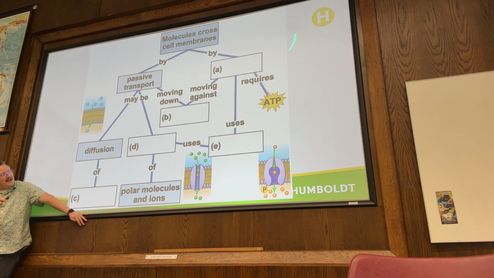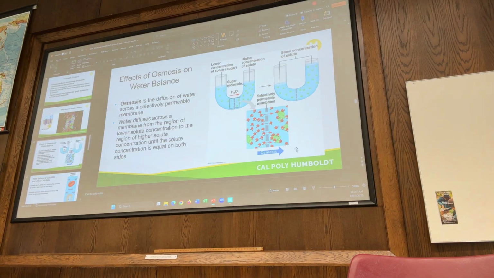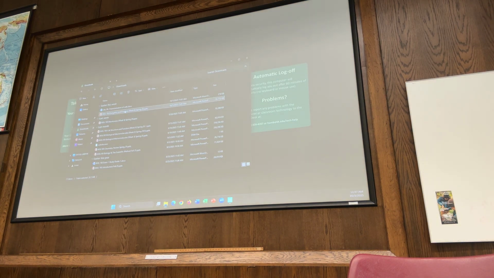What do we got here? Cross cell membranes by active transport. Active transport requires ATP. Now both facilitated diffusion and active transport use what? Membrane proteins, exactly. Great job, everybody. We filled out the flowchart. And we got through the week 5 material on Friday of week 6. That's pretty good.